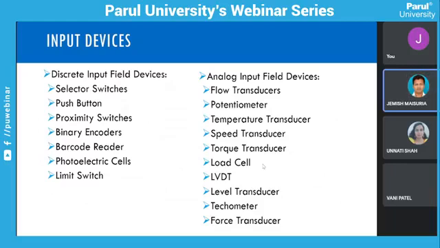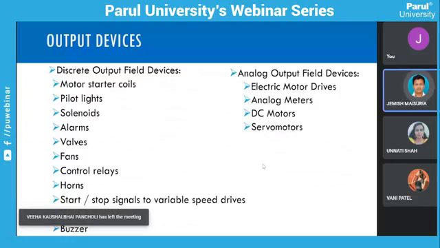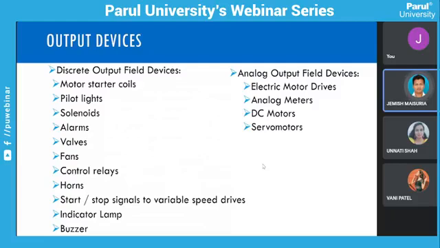In the same way, the output devices are nothing but your actuators. So motors will be there, lights will be there, solenoids will be there, alarms will be there, different kinds of valves will be there, relays will be there to control the high voltage devices, buzzers will be there, indicators will be there. These are the digital outputs, and analog outputs are the electric motor drives, which are AC motors, analog meters, DC motors, and servo motors. So these are your output devices.